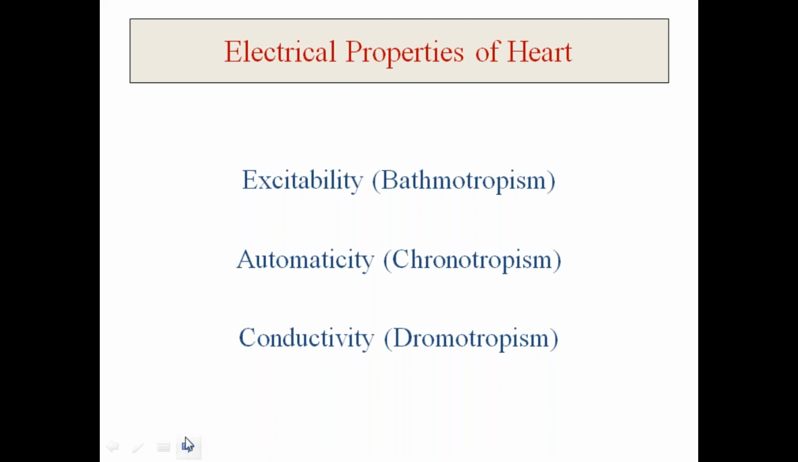Now coming to the properties of cardiac muscle. We will be discussing the properties of the cardiac muscle under 2 heads. One is electrical properties and one is mechanical properties. So in its electrical properties, you have excitability. It is also known as bathmotropism. Then second is automaticity. Automaticity is also known as chronotropism. Third is conductivity, which is also known as dromotropism.